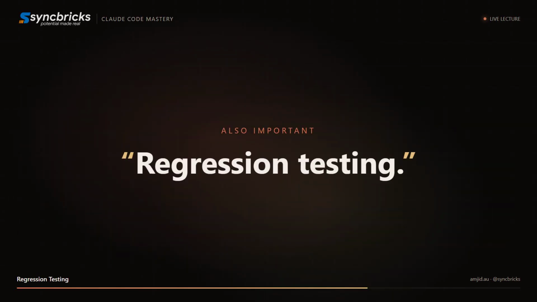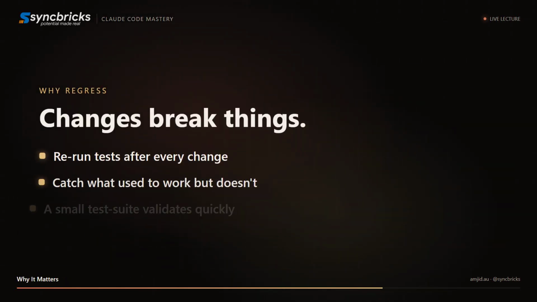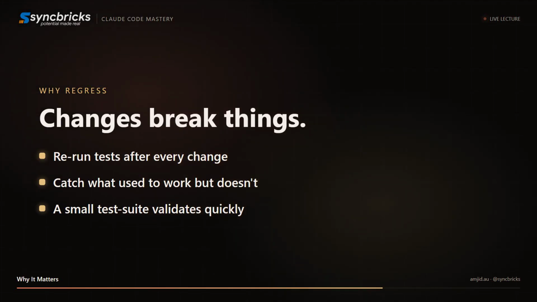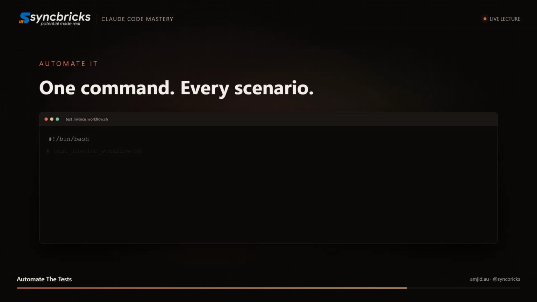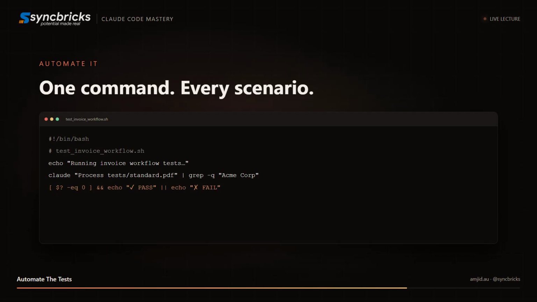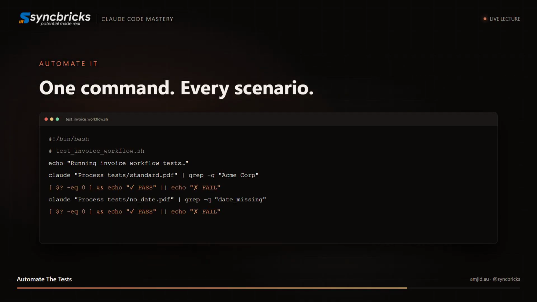Regression testing is also important. Every time you modify a workflow, run your tests again. Changes can introduce new issues or break existing functionality. Keeping a set of test cases allows you to validate changes quickly. You can also automate testing, create scripts that run multiple test scenarios and validate outputs. This allows you to execute all tests with a single command and ensures consistency.